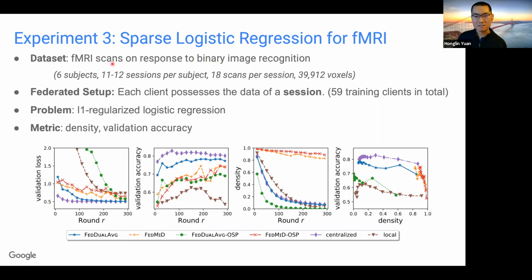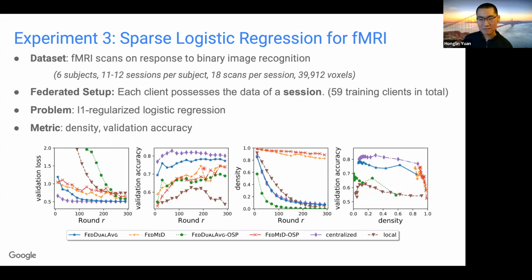This data set is by Haxby, where there are 6 subjects, 11 to 12 sessions per subject. We treat each session as a client, and therefore there are 59 training clients in total. And we run L1 regularization logistic regression. The reason we want to run a sparse logistic regression is that we want to recover the specific area of the brain that corresponds to a certain task or function. And this would be useful for researchers to identify the functions of the brain.